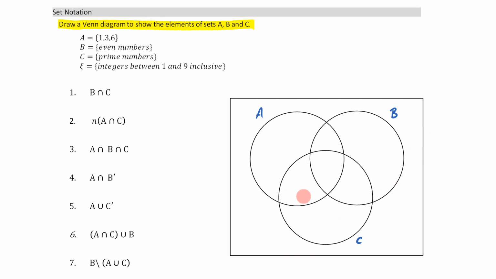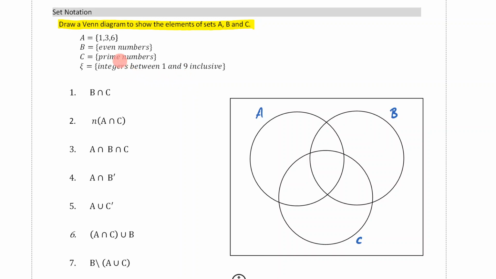Now, the important thing that we consider is our universal set. And remember, the universal set is dependent upon the question before you. So here, our universal set is the integers between 1 and 9 inclusive. That means our universal set is 1, 2, 3, 4, 5, 6, 7, 8, 9. That's the world in which we exist. We only have these numbers here. We're not going to a million or a billion. We're just going from 1 to 9.